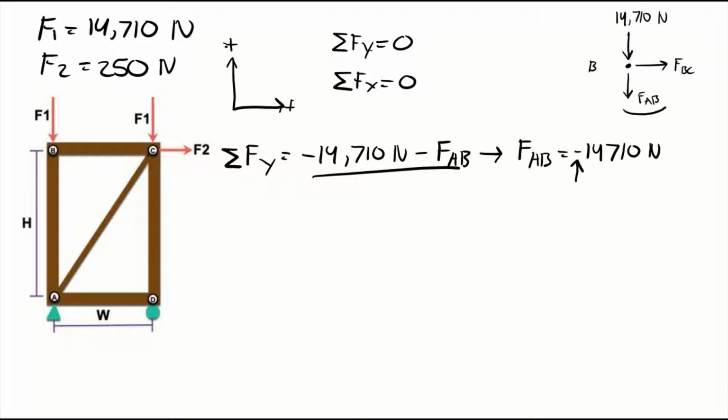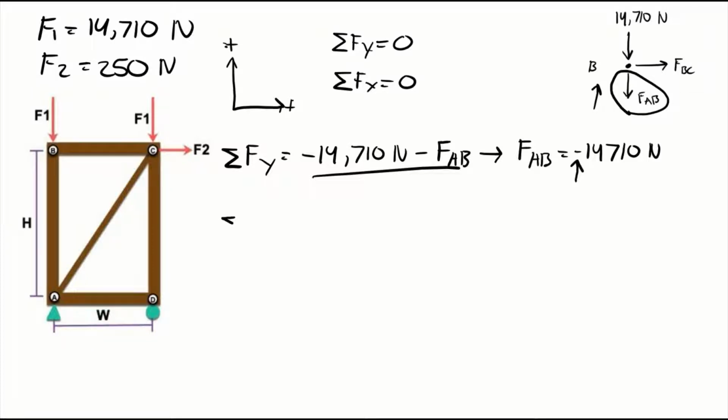So this arrow right here should actually be pointing up, because the force in the F sub AB needs to cancel out the force of the 14,000 newtons. So again, the negative that I have here on the F sub AB just means that I drew my arrow in the wrong direction, and it should actually be pointing up, which I will show when I draw the joint here in a second after I do the sum of forces in the X.